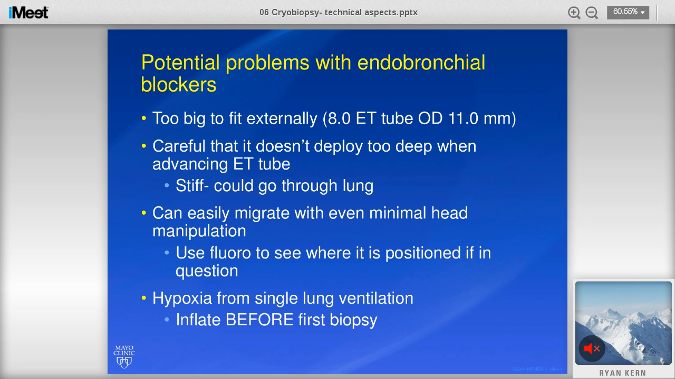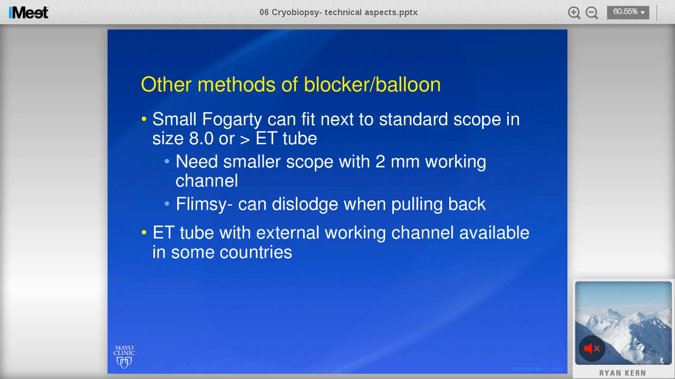And so someone asked me if you can use a Fogarty balloon with a flexible scope. You can. The problem is the Fogarty balloon doesn't have an easy way to put external to the tube, and if you put it internal inside the tube, you don't have room for the scope. If you put it in the bronchoscope itself, you can't do that until you put the scope back down. And so there are ways to use a Fogarty balloon, and we have used it before, a really small Fogarty balloon with a big ET tube. There are ways to make it work, and I can talk about a couple of those.